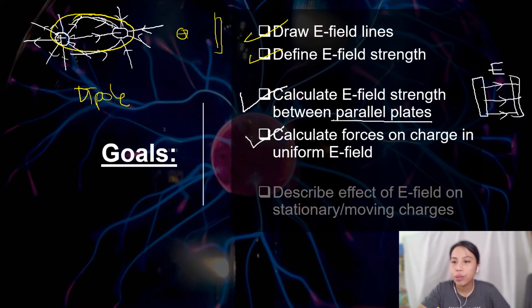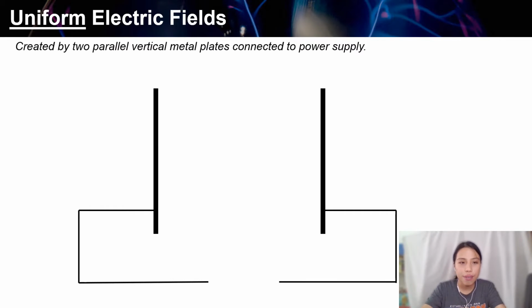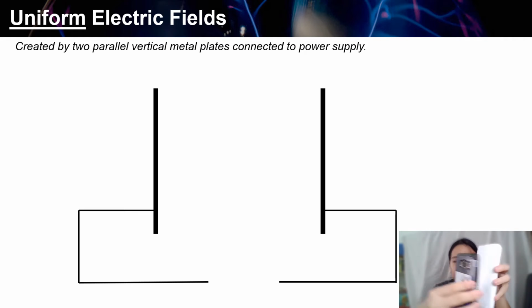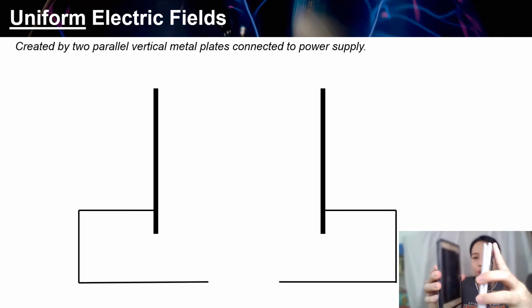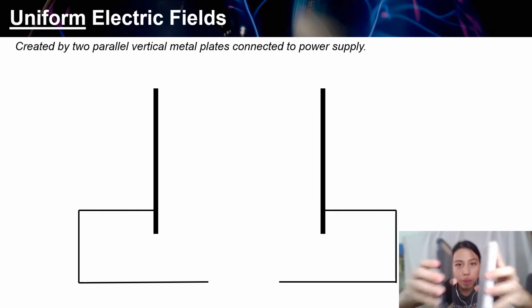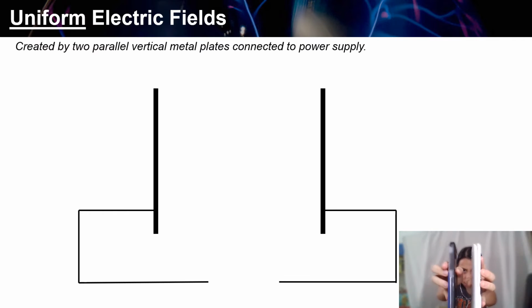So let's take a look at the uniform field. You can only create this uniform field if you have two parallel plates connected to some power supply. So it's kind of like your phone and your calculator, just put side by side like that. Okay, that's your parallel plates. Remember, they're plates, so we're only looking at the side view, which makes them look like two lines.